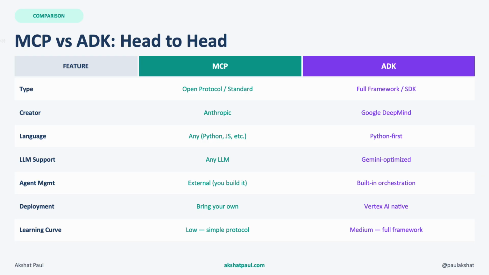Agent management. This is a big one. MCP doesn't manage agents at all. It's just the protocol for tool connections. You have to build your own orchestration layer. ADK has this built in. Multi-agent hierarchies, state management, all included. Deployment, MCP is bring your own infrastructure. ADK has native integration with Vertex AI on Google Cloud. And learning curve. MCP is relatively simple. It's a protocol with clear specs. ADK has more concepts to learn, but the payoff is a complete production system. Neither is better. They serve different needs.